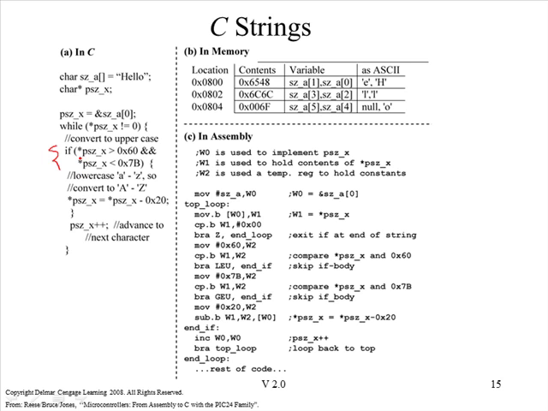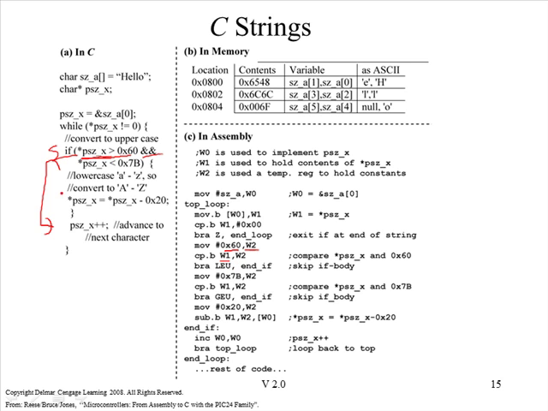So first thing we're going to do, we're going to implement this if condition test. This is using a logical AND here. Recall that the way that we approach this is that we do this condition test first. If it's false, we're going to exit the if body. So we need to compare our current character against 60. So we're going to move 60 to W2. Our current character is sitting in W1.